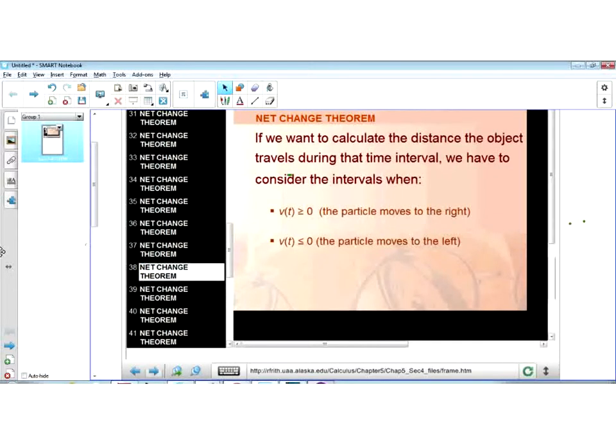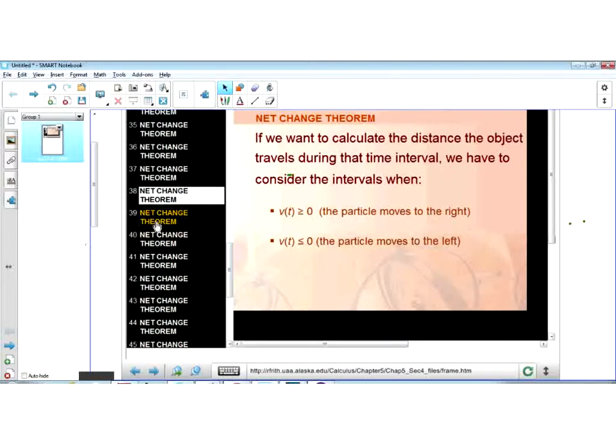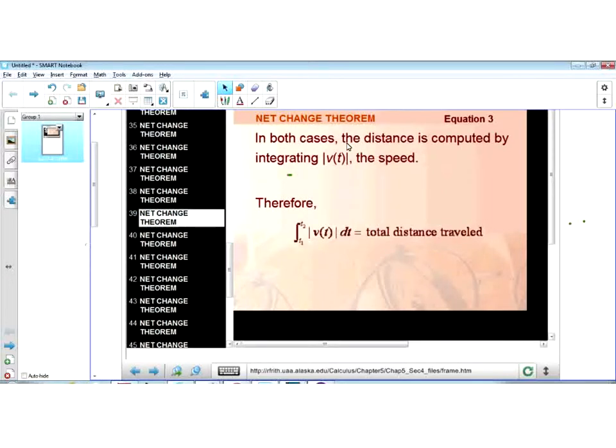Okay, so calculate the distance the object travels during a time interval. We have to consider the intervals where v of t is greater than 0, the particle moves to the right, and v of t is less than 0, where the particle moves to the left. Okay, of course. So in both cases, the distance is computed by integrating the absolute value, the speed. Okay, so the total distance an object travels.